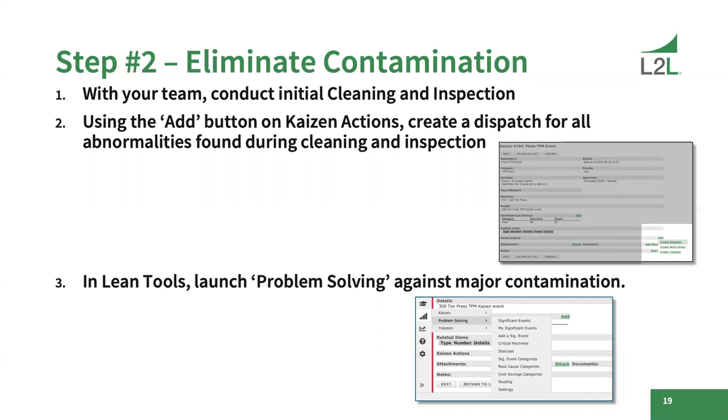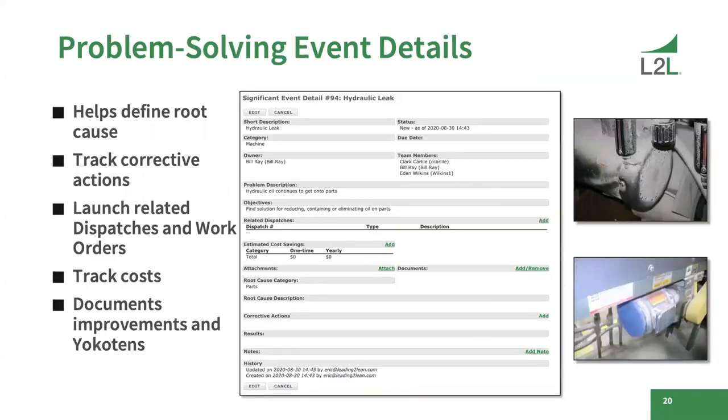Select your team and actually go do the work, right? Because it actually helps define what the root cause is. You can track your actions against it, and again, you can launch any dispatches against it. So use the lean tools then to put problem solving together in order to identify where that contamination is coming from and then how to eliminate it.